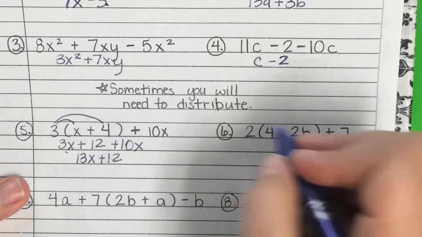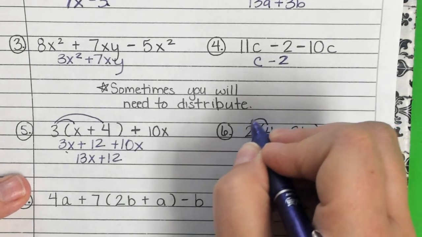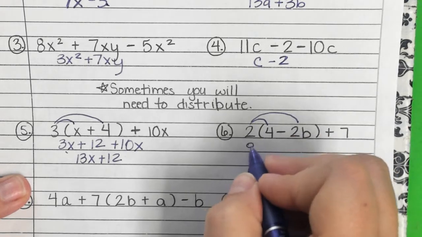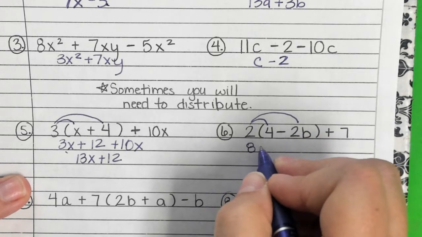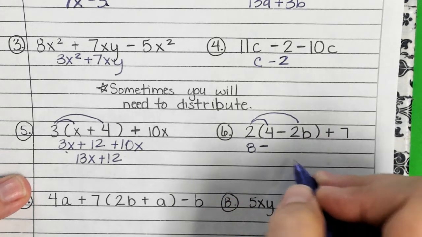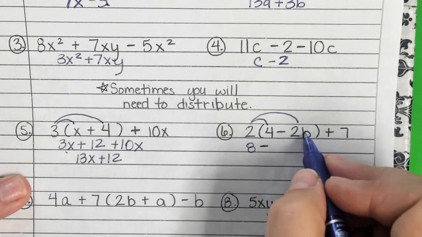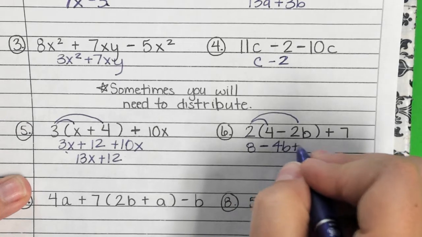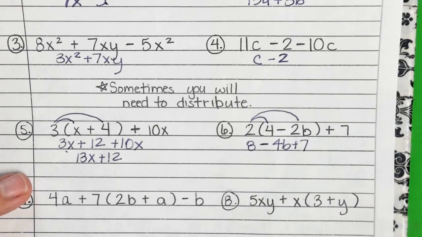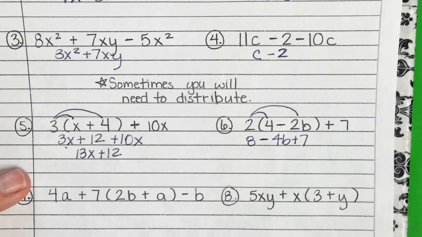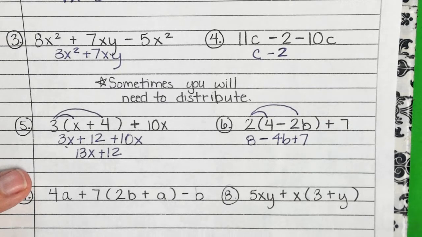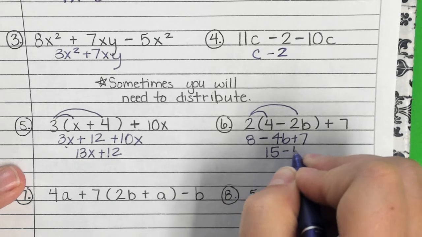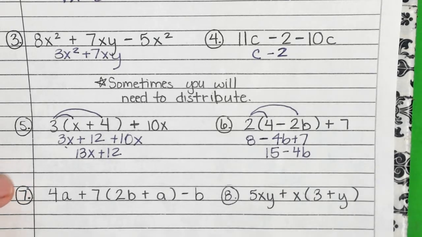Okay, let's try the next one. I'm distributing again. Okay, what is 2 times 4? 8. I'm going to keep my sign. This time it happens to be a subtraction. So 2 times 2b becomes 4b plus 7. Do I have anything I can combine? 8 plus 7. Excellent. That becomes 15 minus 4b.